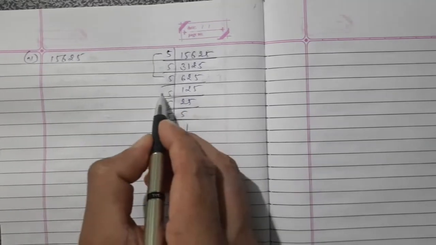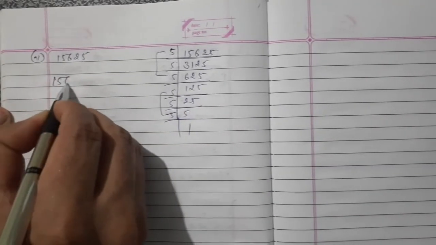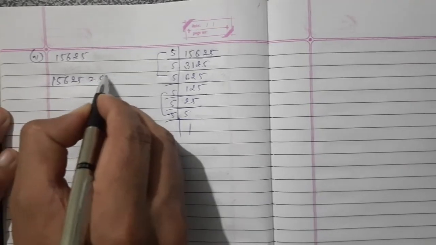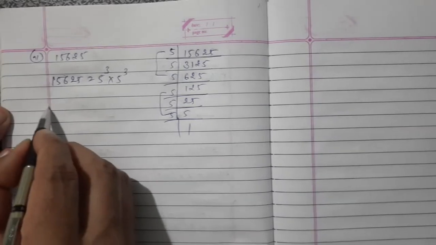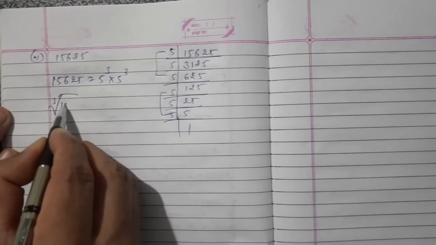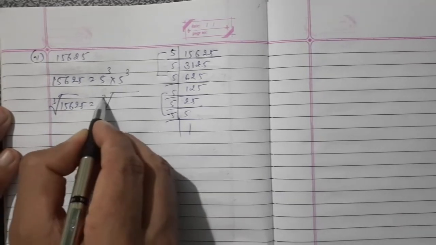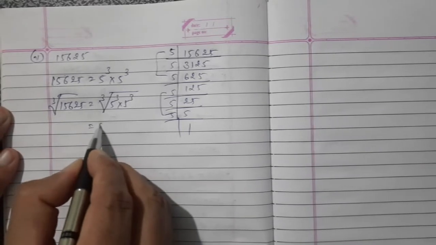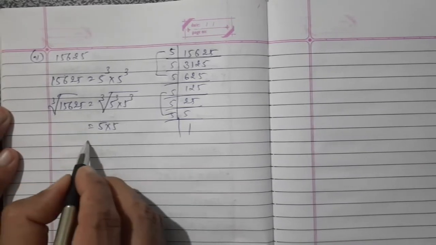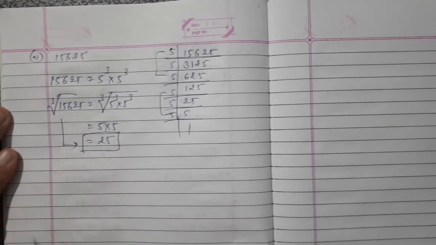So group here. So 15,625 equals 5 cube and 5 cube. So cube root of 15,625 equals cube root of 5 cube and 5 cube. Cube root cancels, 5 into 5, that is 25. That's your answer. Okay.